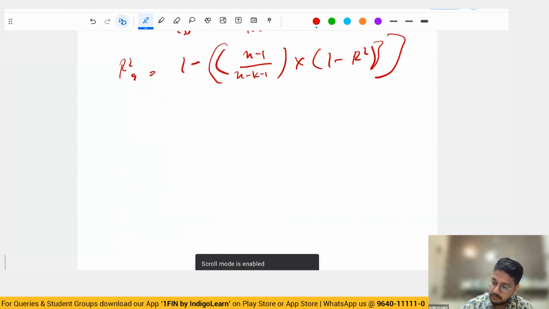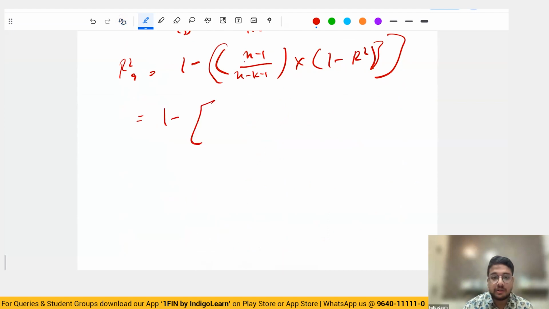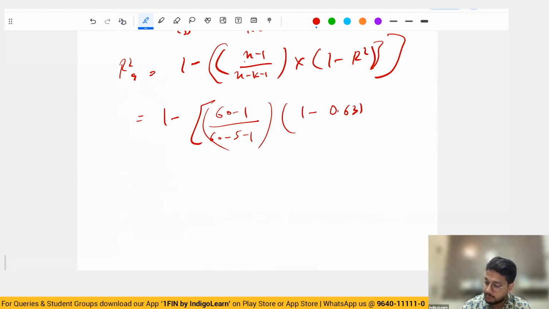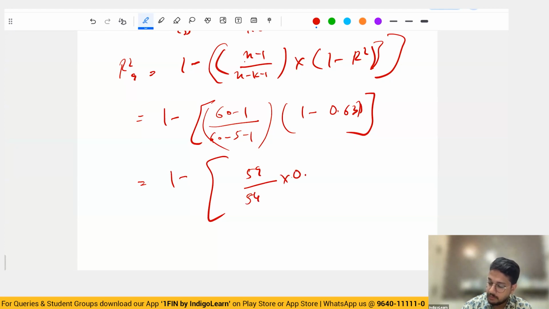Okay. So this shall be somewhat like this, equal to 1 minus... n is how much? 60. 60 minus 1 divided by 60 minus k, and k is how much? 5. 5 minus 1, into 1 minus R square, which is 0.6304, about 0.63. This becomes 1 minus big bracket 59 divided by 60 minus 5, 55 minus 1, 54, into 0.37.